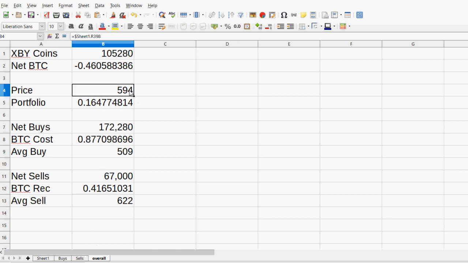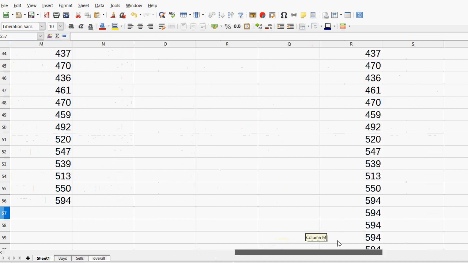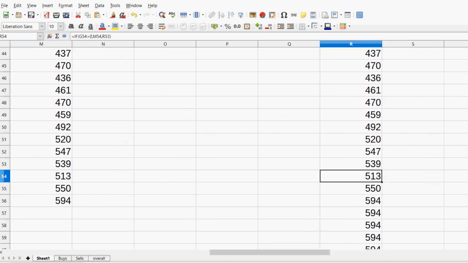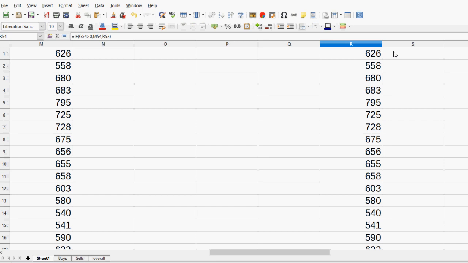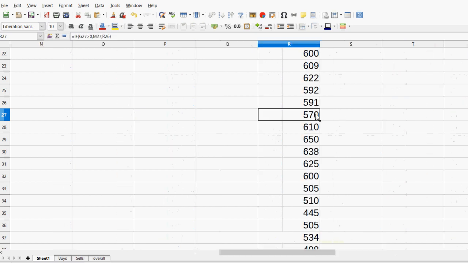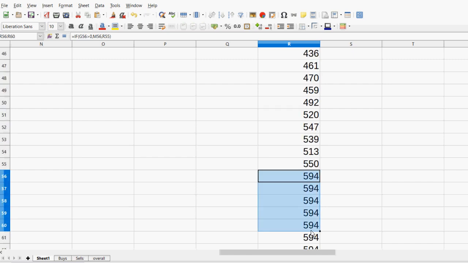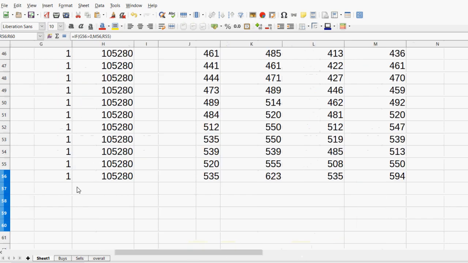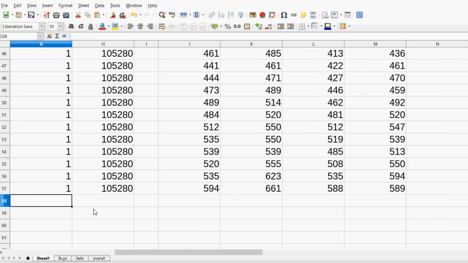Now, how I got the price, I'll show you right now in here. It's this column here. It just takes the bottom number. How this works is, if this number is greater than 1, then I want the current last price. If it's not, then I want the previous one. So it all changes, but in here it just stays at 594, where if I put 1 in here again, it would go to 589.